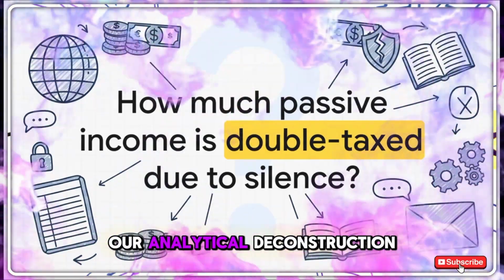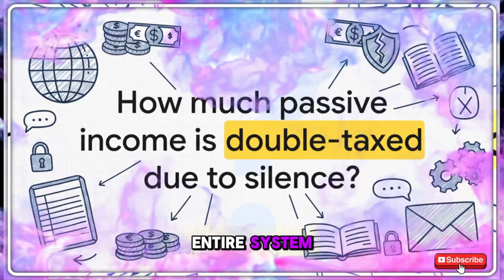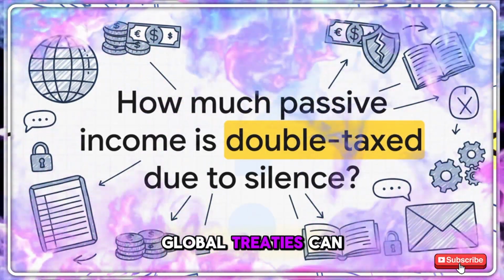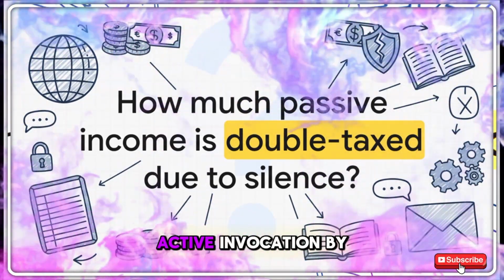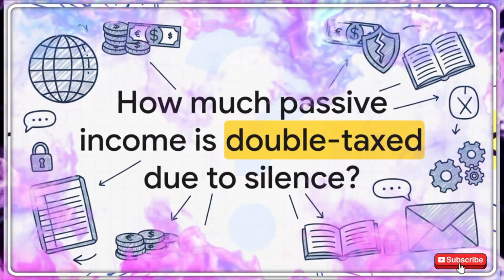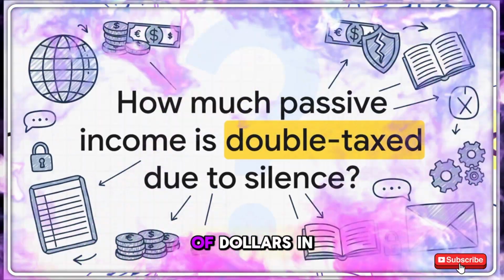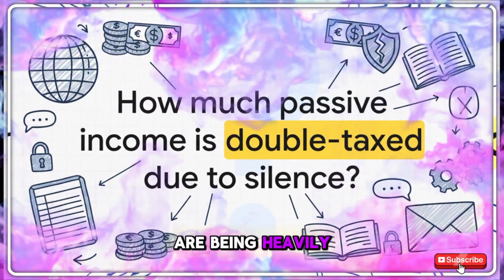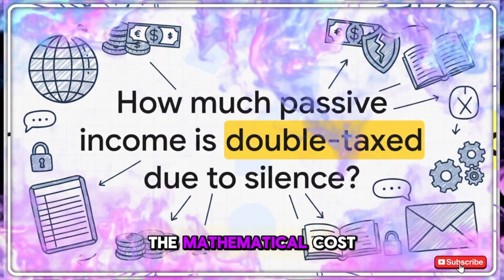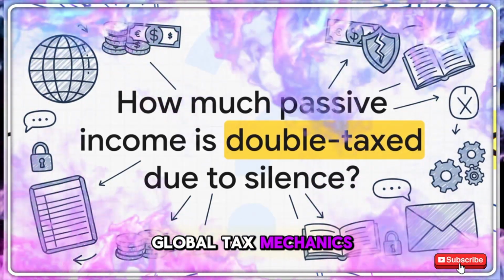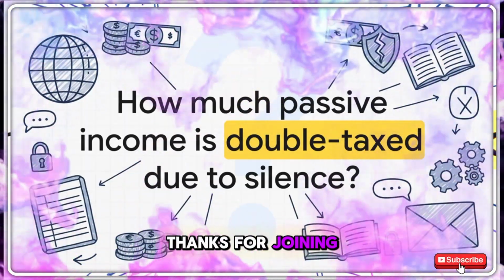To wrap up our analytical deconstruction today, I want you to consider the massive financial stakes of this entire system. We've established that global treaties can override punishing domestic extraction, but they absolutely require aggressive, active invocation by the taxpayer. So ask yourself this: across the entire global economy, how many billions of dollars in passive income are being heavily double taxed right now simply due to investor silence? The mathematical cost of navigating global tax mechanics passively is, quite frankly, staggering. Something to think about. Thanks for joining me for this explainer.